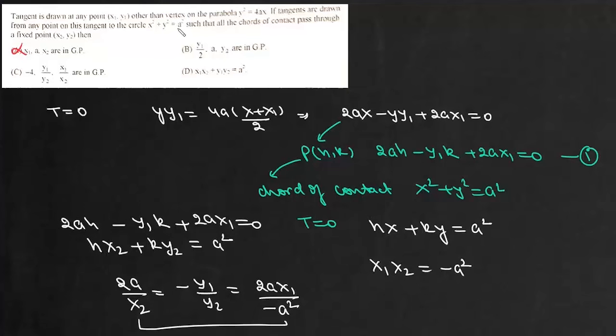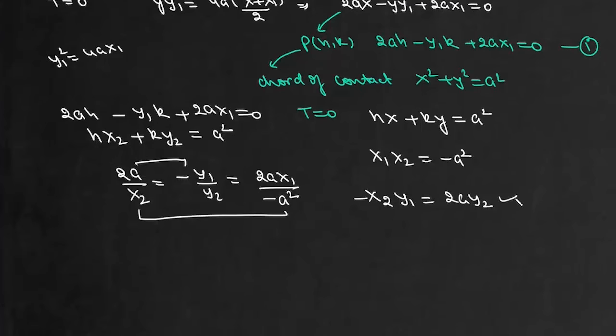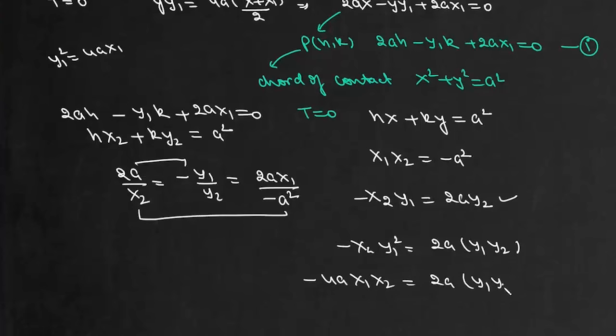Now we also know that this point (x1, y1) lies on this parabola. So we have y1^2 = 4a x1. So if we solve these first two, we can write -x2 y1 = 2a y2. Now we'll multiply this with y1. So we'll write -x2 y1^2 = 2a y1 y2. Now y1^2 is 4a x1, so this is -4a x1 x2, and this is 2a y1 y2. Now x1 into x2 is -a^2.